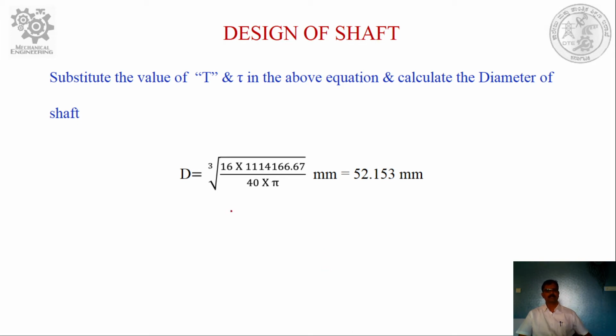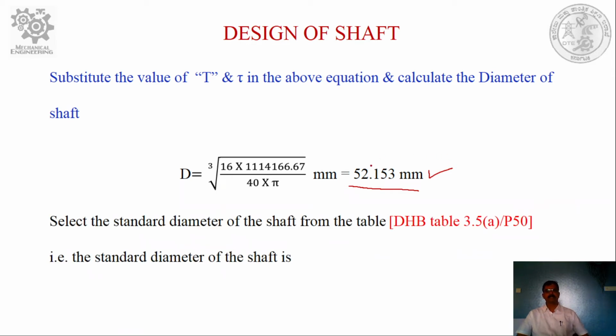Now here D is equal to the cube root of 16 into the torque divided by 40, that is the allowable shear stress for the shaft material, and pi. That gives 52.153, that is the diameter obtained from the equation.